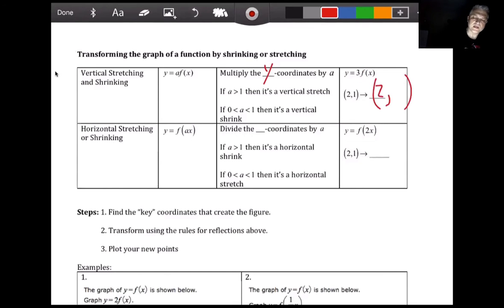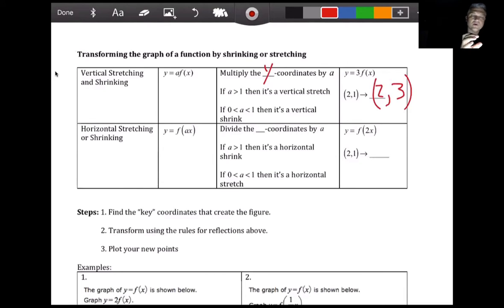3 is multiplied by the y, so 3 times 1 is 3. So if you had the point (2, 1) in f of x, and you were supposed to graph 3 times f of x, then you are going to have the point (2, 3), because 1 times 3 is 3. Okay, that one seems pretty straightforward.